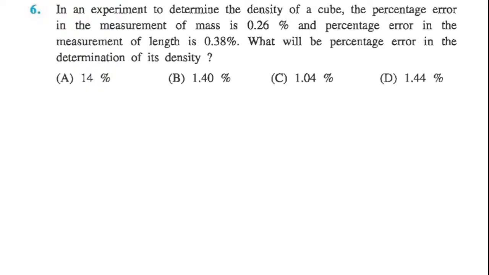The question says that in an experiment to determine the density of a cube, the percentage error in the measurement of the mass is 0.26% and the percentage error in the measurement is 0.38%. Then what will be the percentage error in the determination of the density?